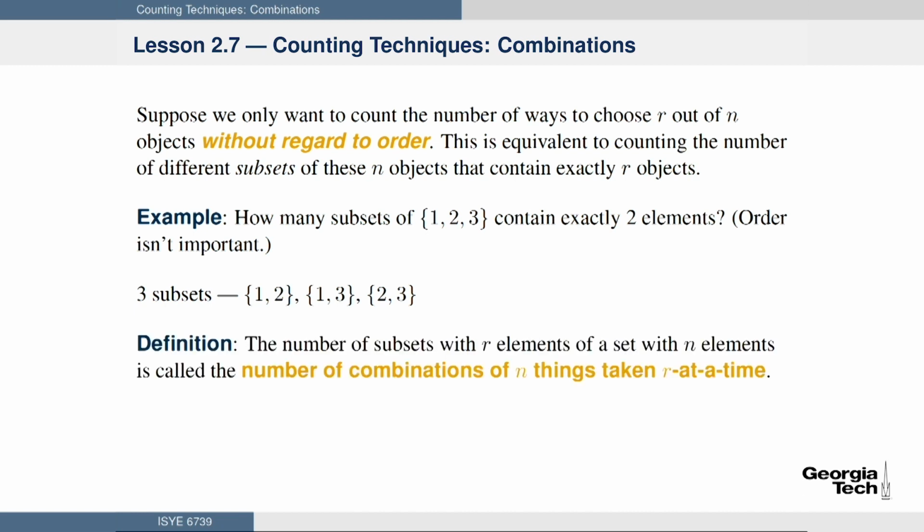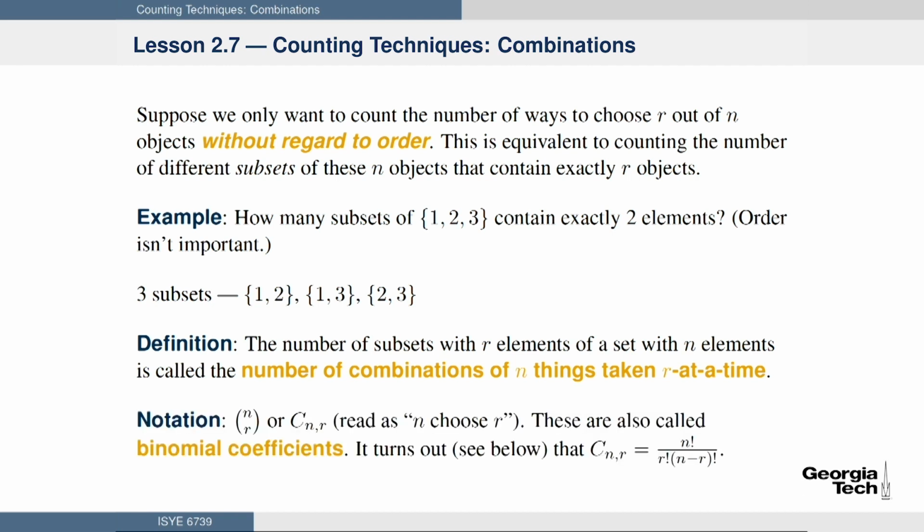Definition: the number of subsets with R elements taken from a set with n elements is called the number of combinations of n things taken R at a time. Here's the notation. Actually, it's a notational fog because we have a couple of choices. I can use that first symbol, which looks like a giant parentheses, and it's called n choose R, or I can use C(n, R). They both read n choose R, or the combination of n things taken R at a time. So both of those are perfectly okay.